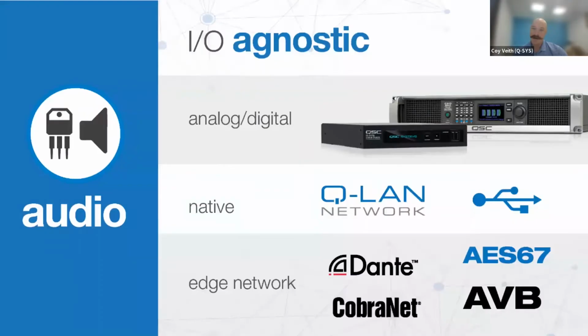So let's talk about audio now. With all of our cores, we have a lot of flexibility in being agnostic. I don't know why we still have the CobraNet and AVB on here, but those are not something that you see on a Core Nano, obviously. But we did have those cards for our Core 510. We had the card slots on that where we could have CobraNet AVB supported on the device.